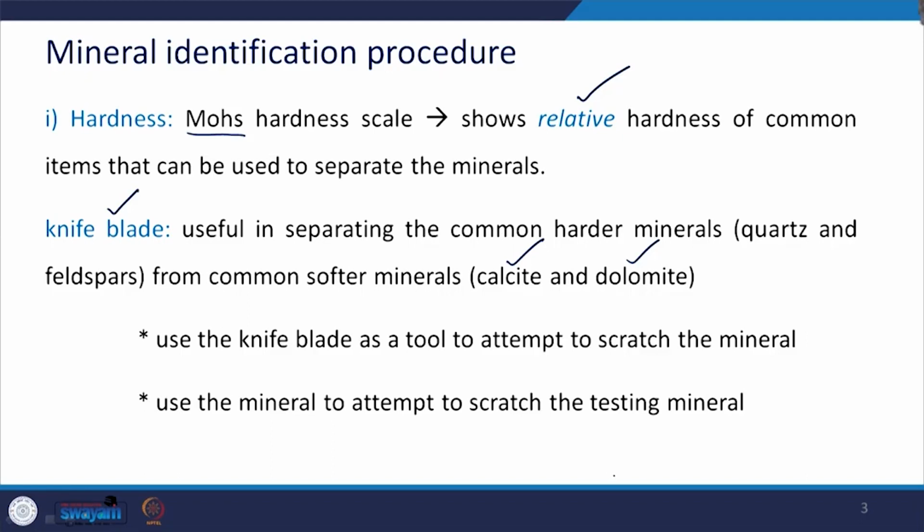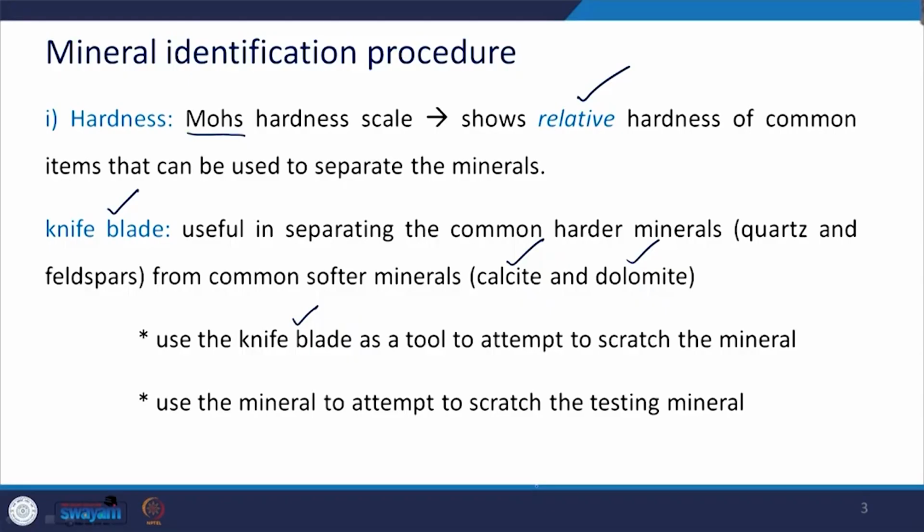Again, keep in mind that we are only talking about the relative hardness and not the hardness in an absolute sense. So we use the knife blade as a tool to attempt to scratch the mineral. That means we will take a knife blade and try to scratch the mineral. There can be two categories. In one, the mineral can be scratched by the knife blade, or in the other case it will have no influence.